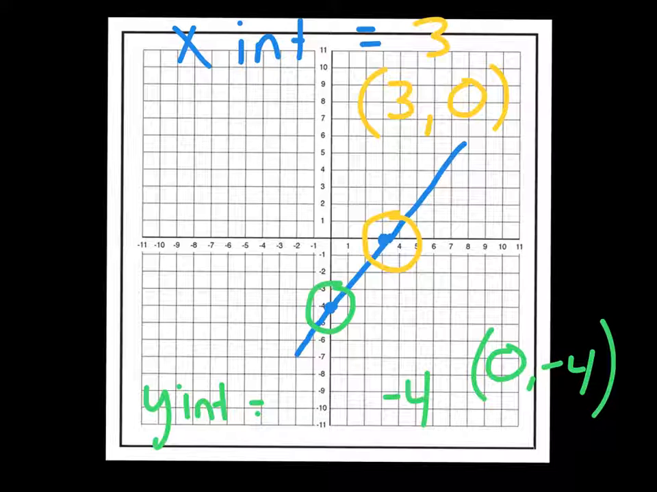Why I point this out to you is because notice when you have the x-intercept, what does y equal? When you have the y-intercept, what does x equal? Okay? When you're finding the x-intercept, y is always going to be 0. And when you're looking for the y-intercept, x is always going to be 0. Keep that in mind as we move on to example number 2.